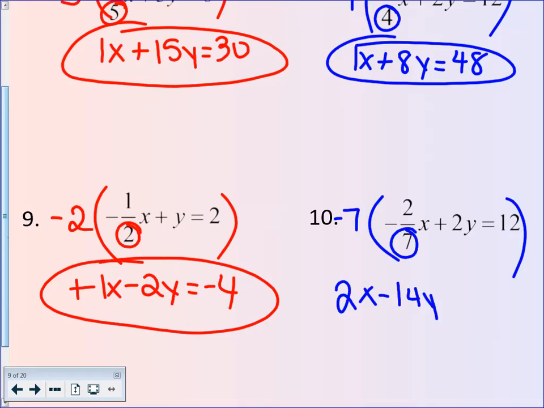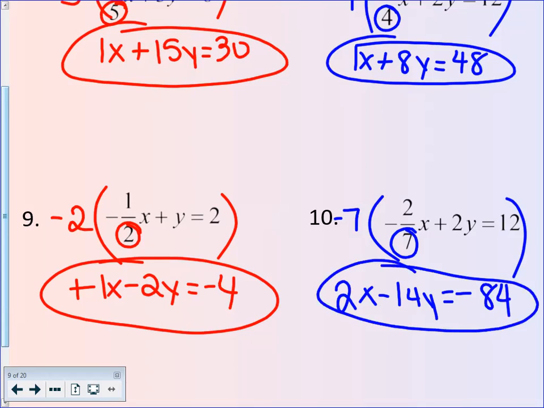Negative 7 times 12 is negative, I think that is, what is that? Sorry guys, I'm blanking on my multiplication here. 84. There we go. All right, so that right there is how you put equations in standard form.